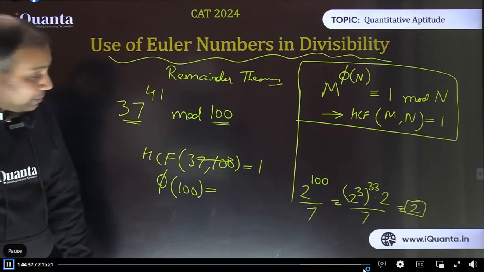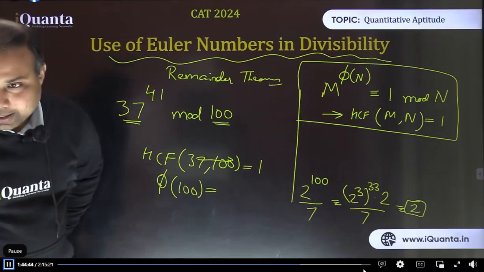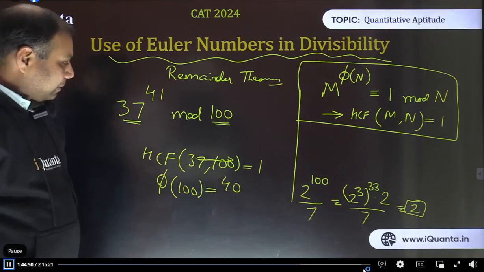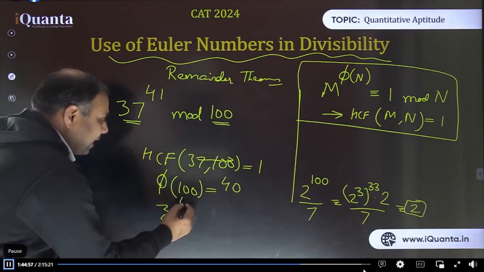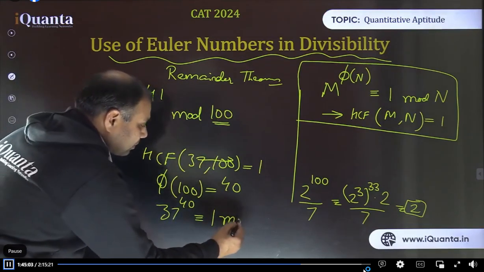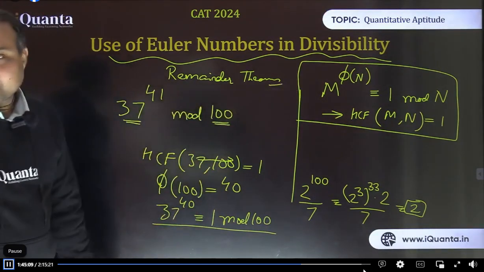What was phi of 100? Please tell me. Yes, it was 40, right? We just did this earlier. Now, this theorem tells me that this number, 37, raised to the power phi of 100, which is 40, will give us remainder 1 when divided by this divisor 100. Is it fine now? That is a result of this theorem.